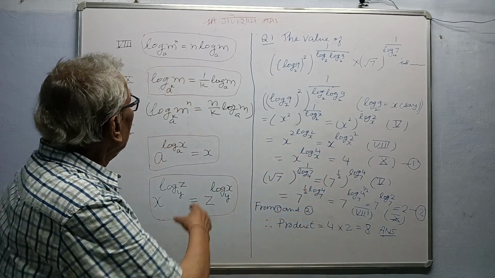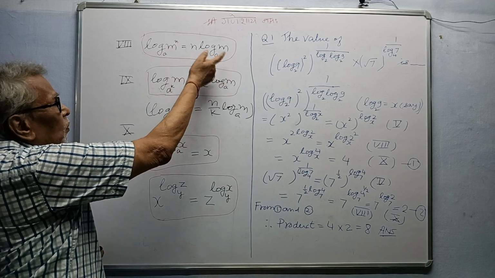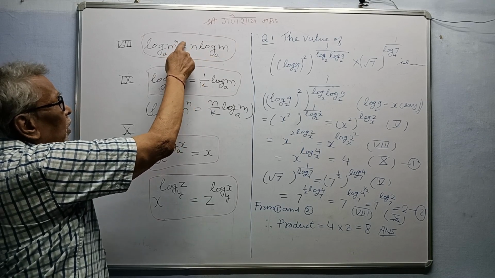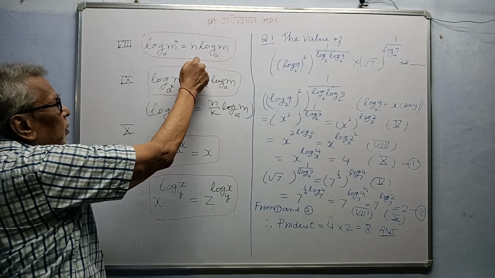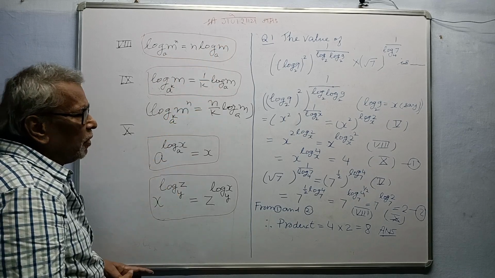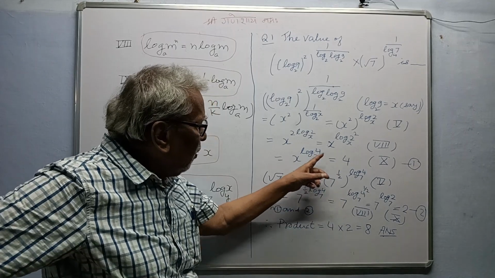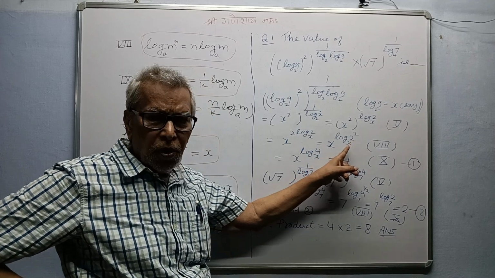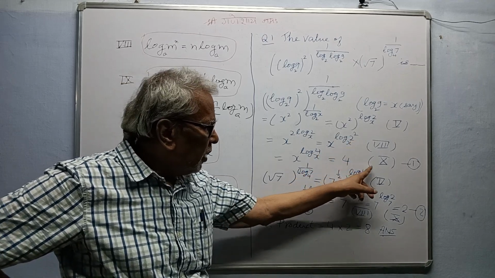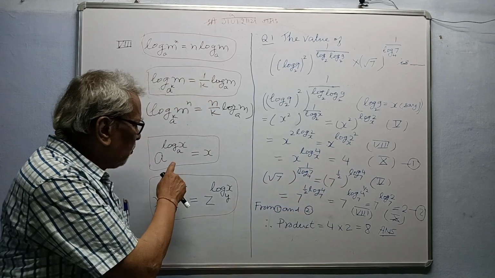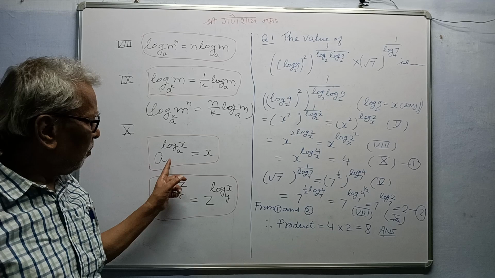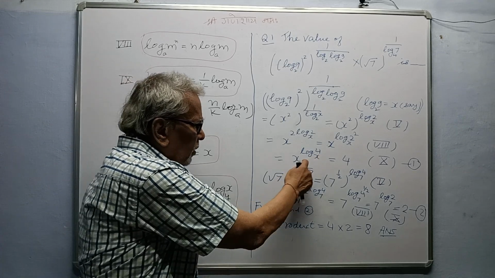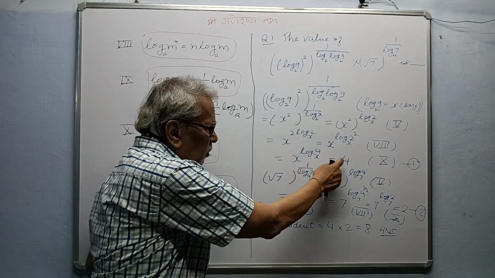Property number 8. This property, it is reversed here. This will come here like this, and that will come here, the opposite of this. Log m to the base power n and n. So we have log 2 square. So log 2 square is 4x. Now property 10. So this is 4. Property 10, yes, this property. a to the power log x to the base a, whole thing is x. So here x will go out, simply 4.